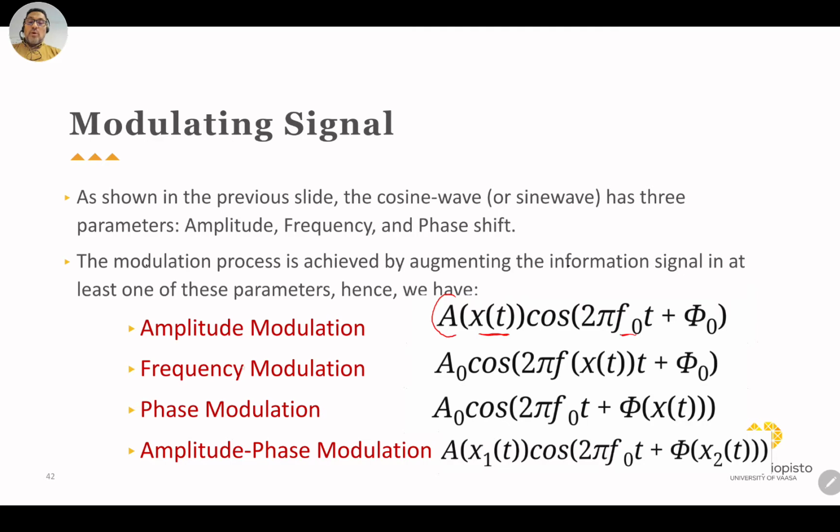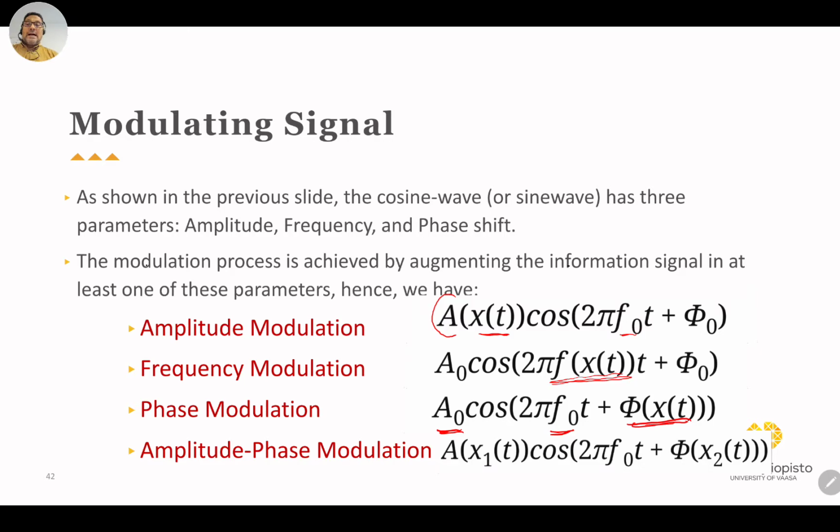And then we also have frequency modulation, as you can see here. The frequency is not fixed anymore, but is a function of our information signal x of t. So the frequency itself will be changing according to the fluctuations of our information signal. And in phase modulation, the amplitude is fixed, the frequency is fixed, but the phase of the sinusoid signal will be changing according to the information signal. So these are the three main kinds of modulation.